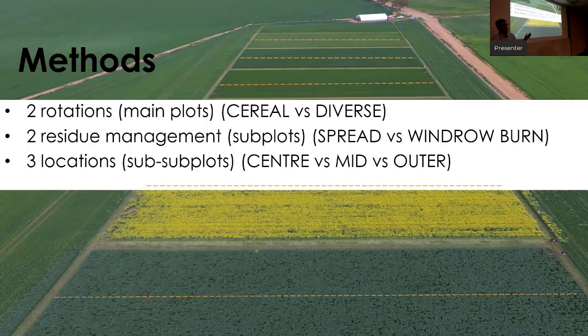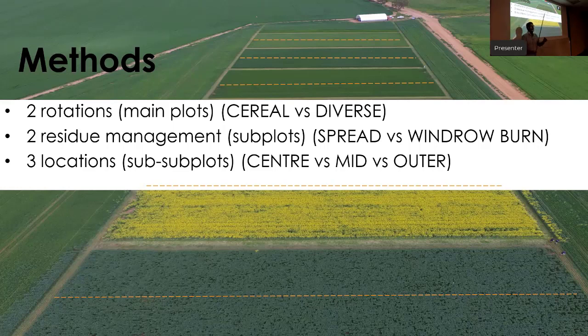So we have two rotations I'll be comparing today. One is all cereal, which has been wheat, wheat, barley. Another is a diverse rotation, which is wheat, legume, canola. Then two residue managements. So we've split the plots in half.